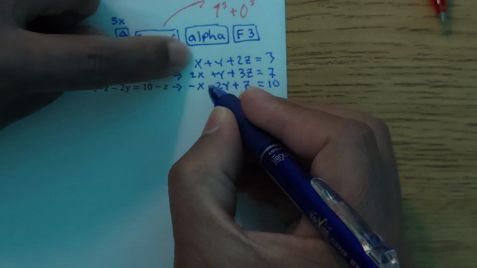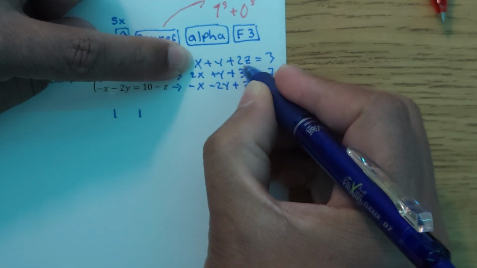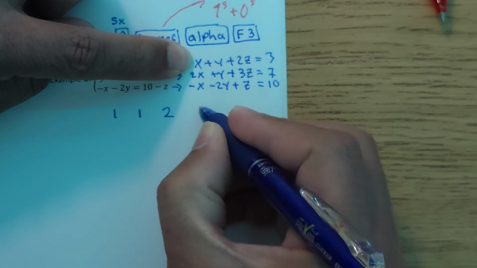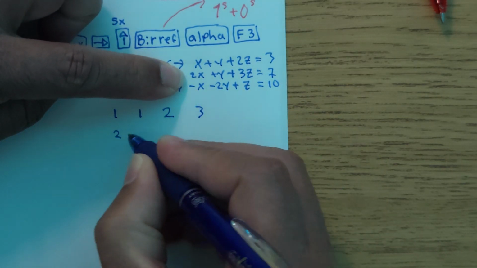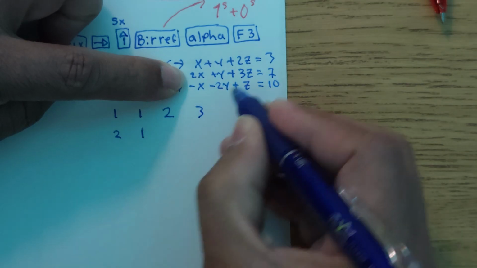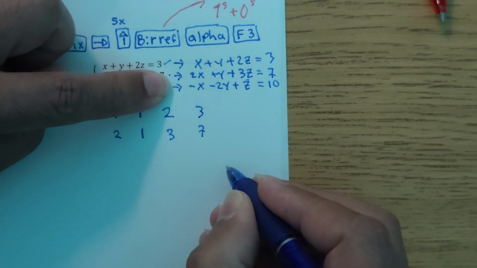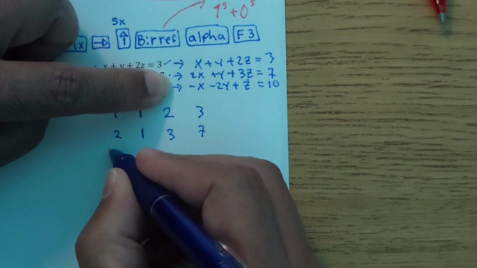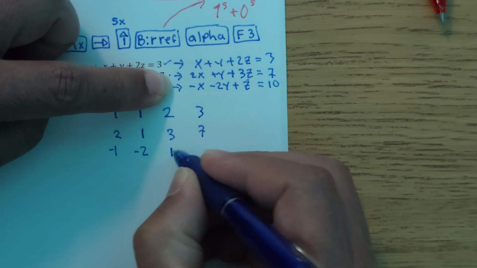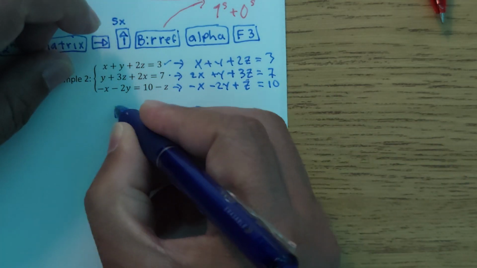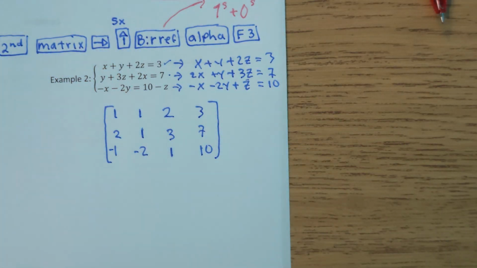So the coefficient of this x is 1, the coefficient of this y is 1, the coefficient of z in this case is 2, and the constant is 3. Second equation, the coefficient of x is 2, the coefficient of y is 1, the coefficient of z is 3, and the constant is 7. Okay, so that's the second equation. Third equation, the coefficient of this x is -1, the coefficient of y is -2, the coefficient of z is +1, and the constant is 10. So this is the matrix that I'm going to use to help me solve the system.